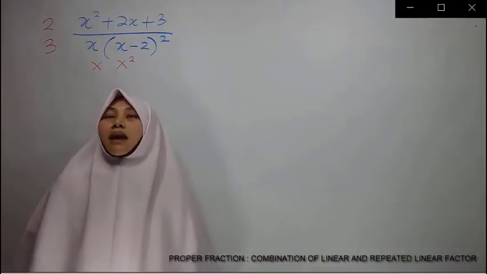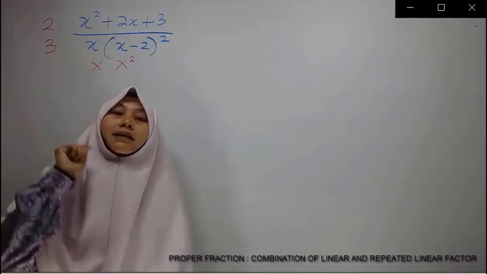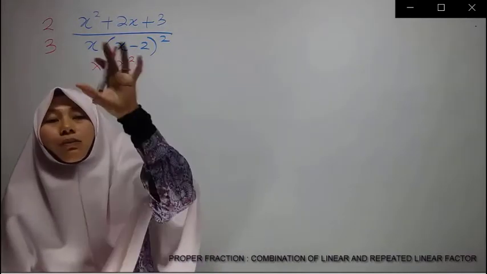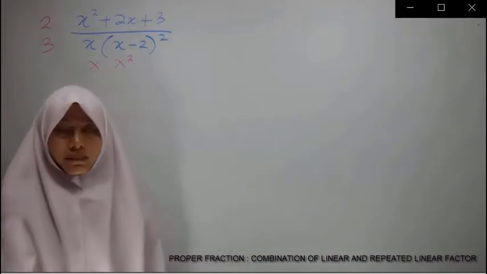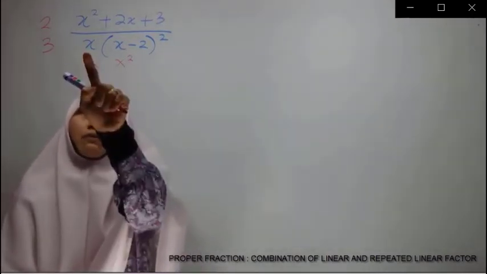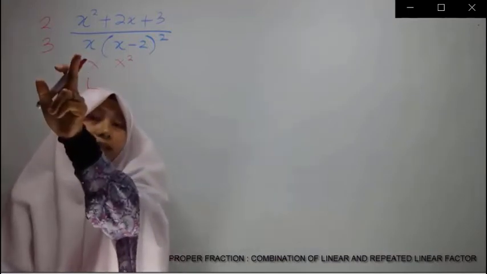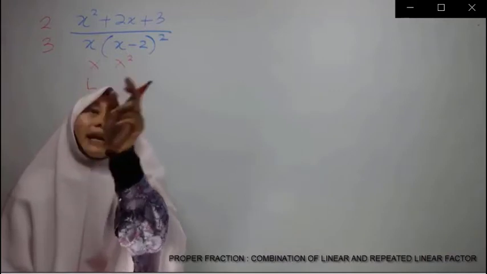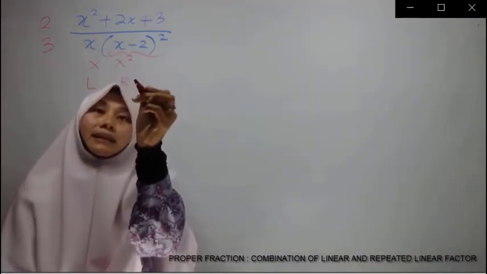Now since the power of x in the numerator is less than in the denominator, this whole expression is confirmed a proper fraction. Next step is labeling. Since our x is power of 1, this is confirmed a linear. Actually, this is the simplest form of linear. And then this here is a repeated linear.